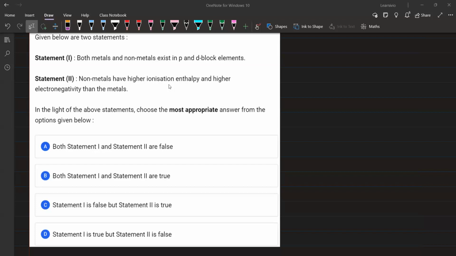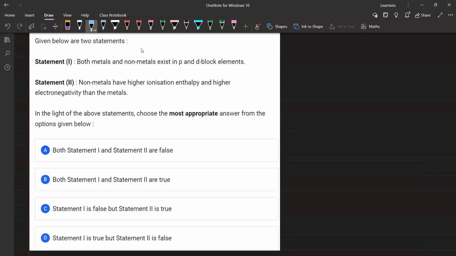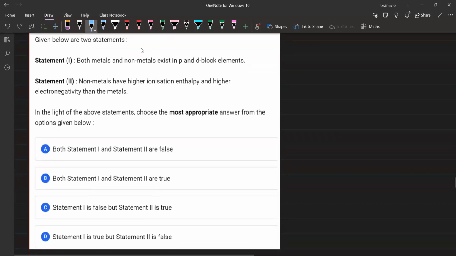Okay, I've got different answers here. Both metals and non-metals exist in the p block and d block elements. What do you think, guys? Yes, both metals and non-metals exist in p and d block elements. This is false now. D block elements will not have non-metals. Or is there any non-metal? There is no non-metal in the d block elements, okay?